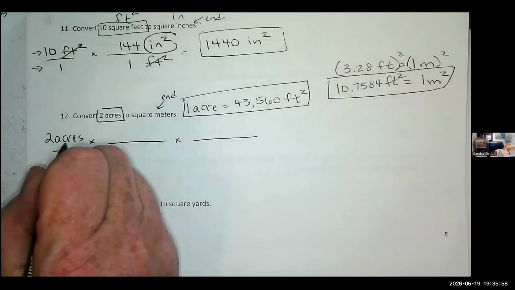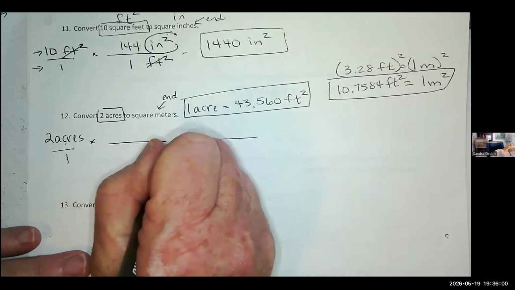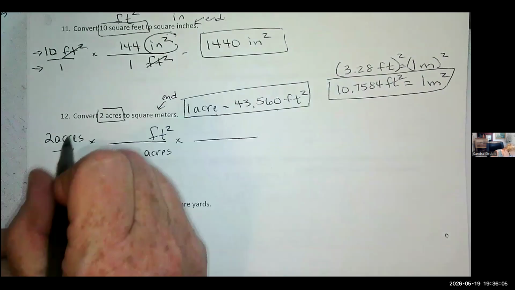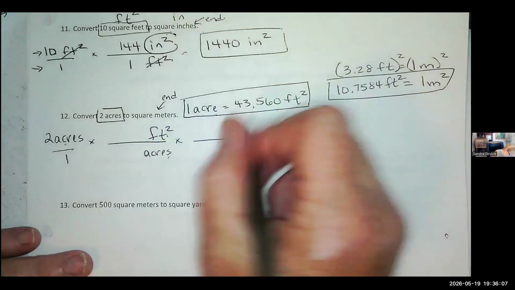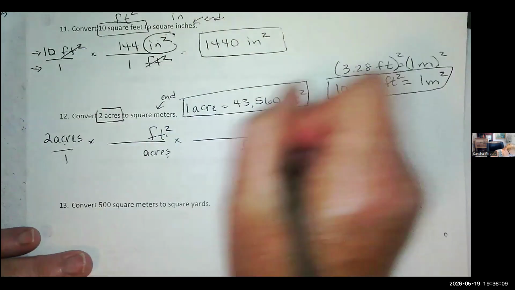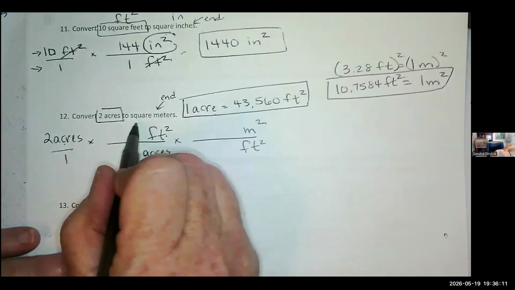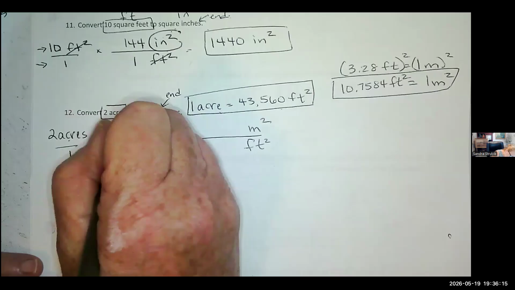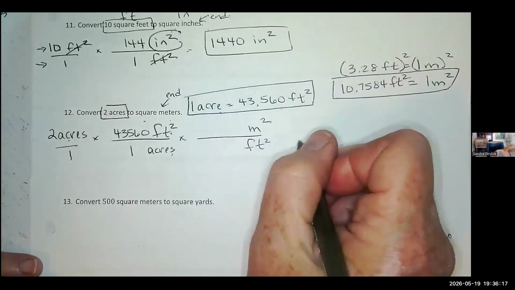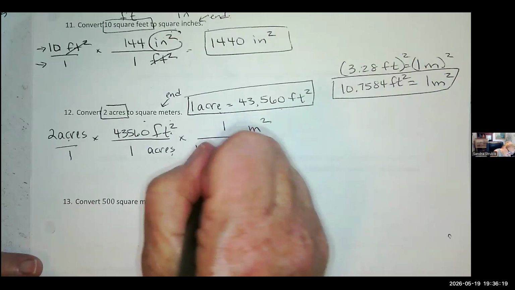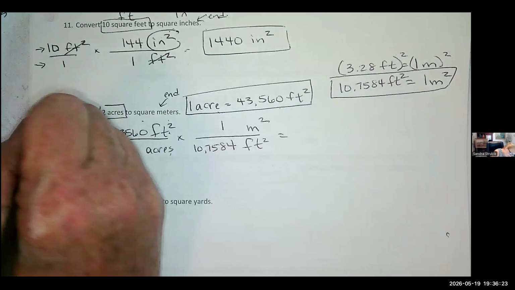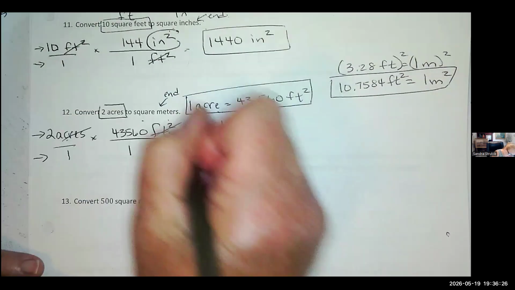Acres are up top, so I need acres down low. I'm going to go from acres to feet squared. That will take care of that. But then I need to get rid of my feet squared, and I'm heading to meters squared, square meters. Once I get that set up, I can plug in my numbers. 43,560, and then 1, 10.7584. Multiplying straight across, my acres are gone, feet squared are gone. I'm left with meters squared.